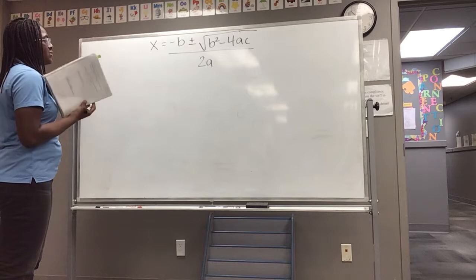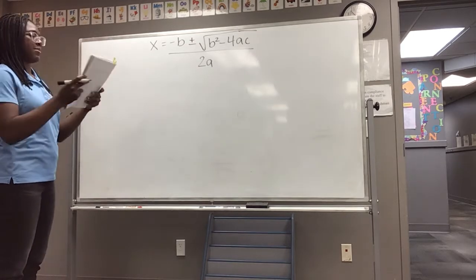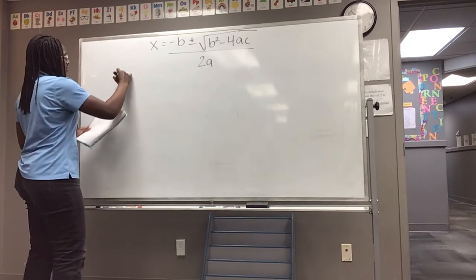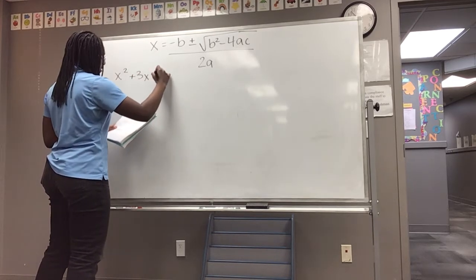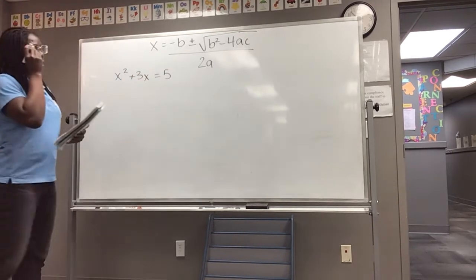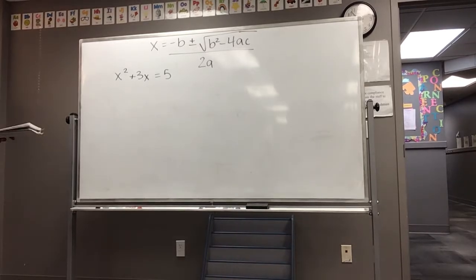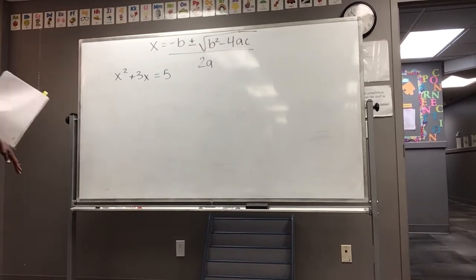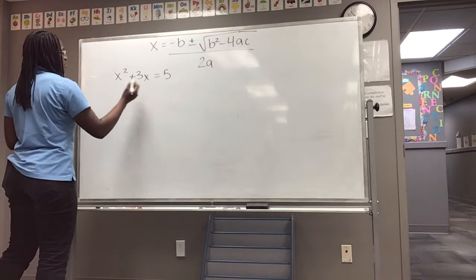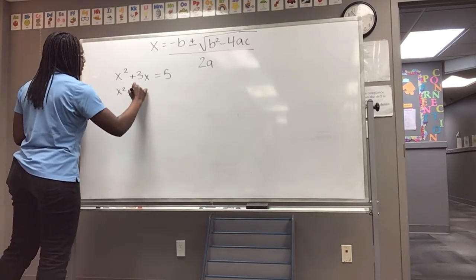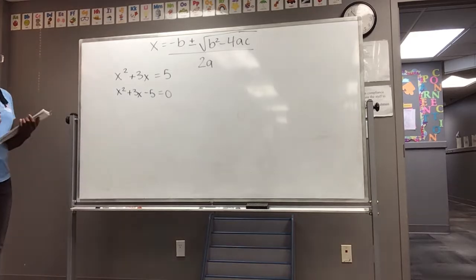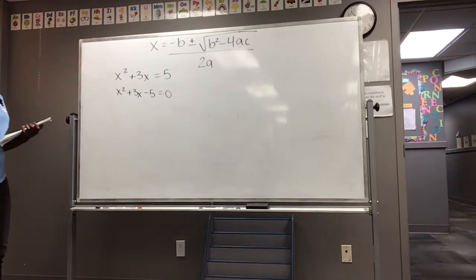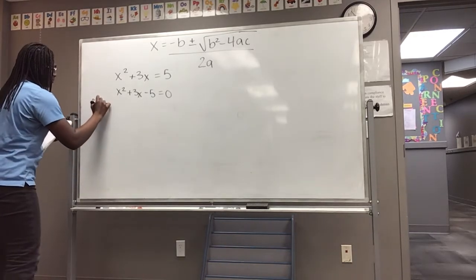But yeah, so the way that we solve quadratic equations using the quadratic formula is just plugging them in. So let's say I had x squared plus 3x is equal to 5. Well, first thing is I'm going to get all of my numbers and terms on one side. So I'm going to subtract the 5 over. x squared plus 3x minus 5 is equal to 0. And then before we start plugging in, I'm going to label my a, b, and c.